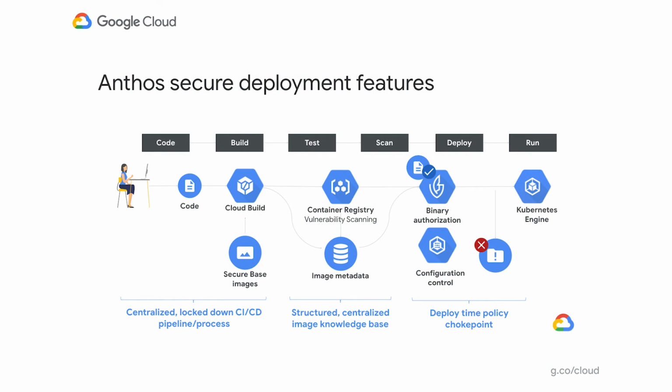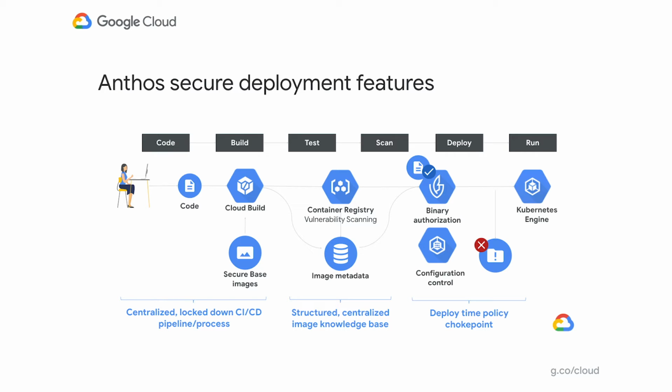Anthos offers tools and products to implement zero trust deployments and all the controls that we described in the previous slide. Customers can choose to use Cloud Build or other CI tools to implement a centralized lockdown CI/CD process. And they can build workloads using secure managed base images that are continuously scanned and patched for known vulnerabilities. Once an image is built and it gets checked into the Google Container Registry, it gets picked up by the vulnerability scanner.